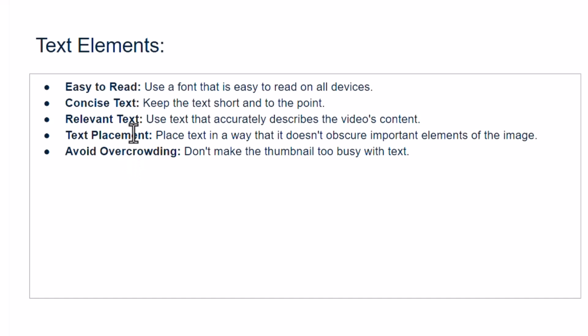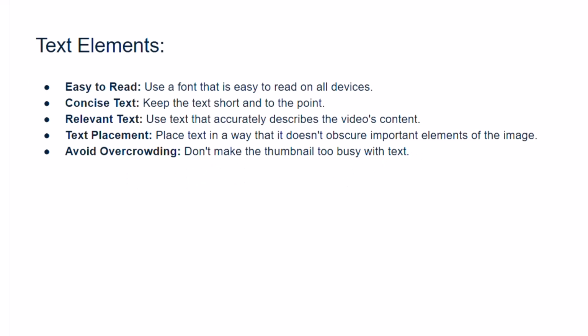Just to summarize the text elements, make it easy to read, keep it concise and short, to the point. Use just relevant text, do not use anything that is clickbaity, and keep the placements in different positions, and you can also test them by using different thumbnails, because YouTube allows 3 thumbnails for many of us, and if it doesn't allow, you can just use one thumbnail and keep the placements ready so that you can test it using click-through rates and change it over time. Do not keep your image too busy with text, so that's very important.